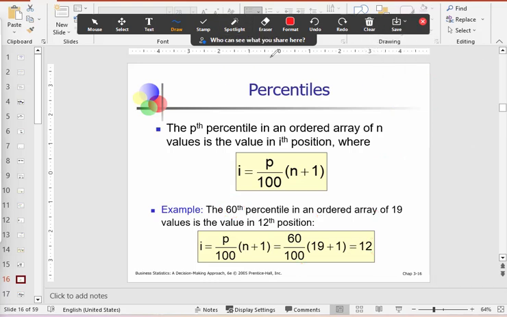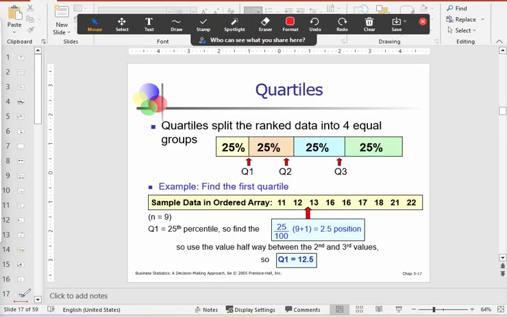Let's move forward and see a few more examples. Quartiles divide the data into 4 equal parts. Let's say we have this data: 12, 11, 12, 13, 16, 16, 17, 18, 21, 22. How many observations do we have? 9 observations, and we want to find the 25th percentile. The formula is 25 divided by 100 times (9 plus 1), which is the 2.5 position. So it is in between, and we calculate 12 plus 13 divided by 2. This is quartile 1, or the 25th percentile.